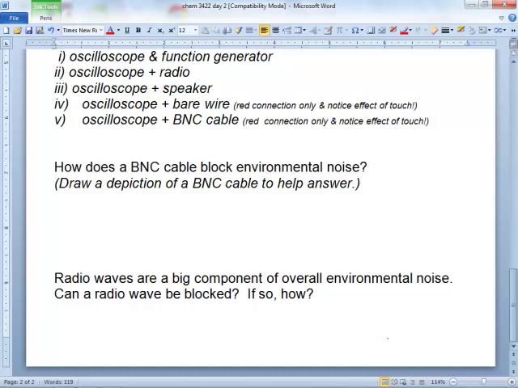What can block a radio wave? Metal. Yeah. All right. Make it louder. Does that help?